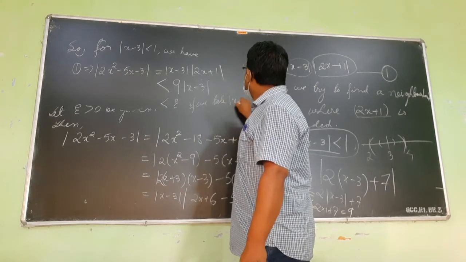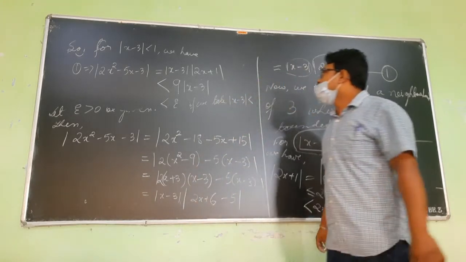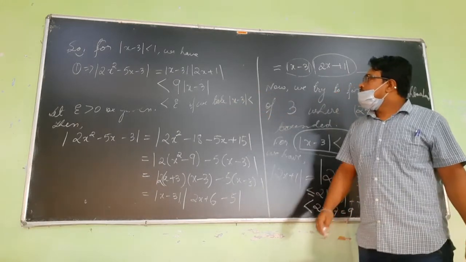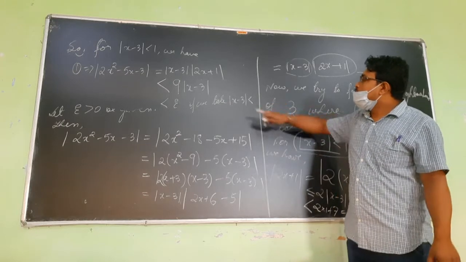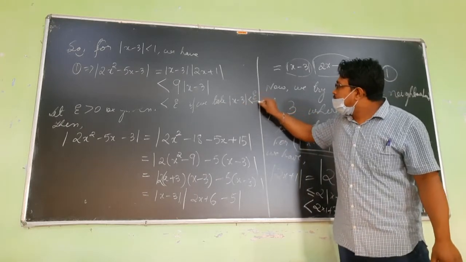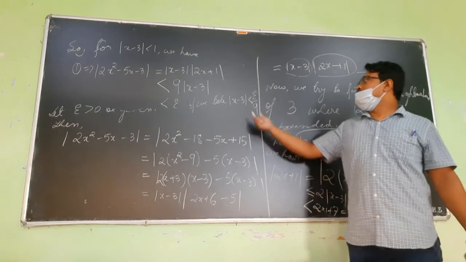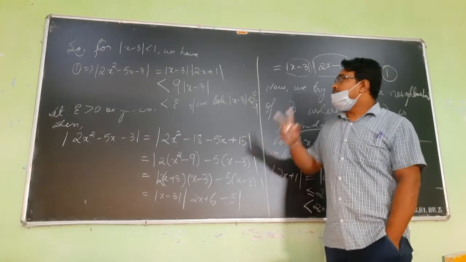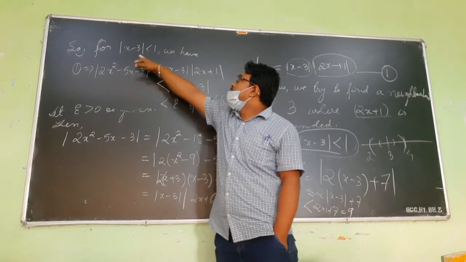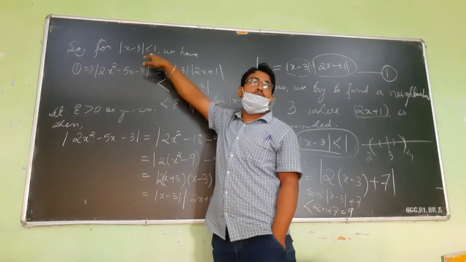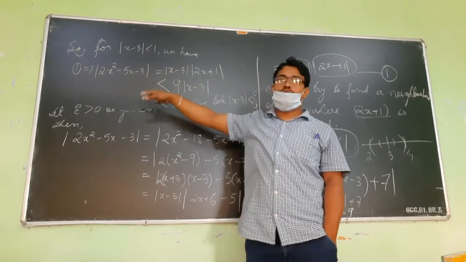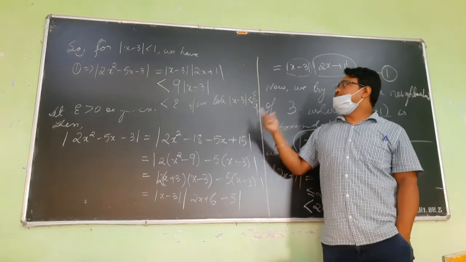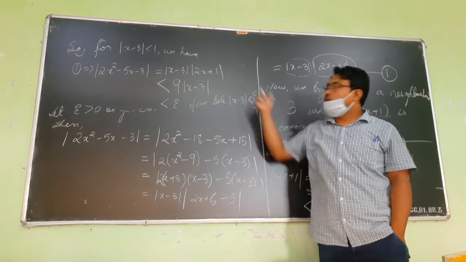mod of x minus 3 less than what? This quantity will be less than epsilon if mod of x minus 3 is less than epsilon by 9. So this may work as our delta. But there are two conditions here. One condition is mod of x minus 3 has to be less than 1, otherwise this is not true. Another condition is mod of x minus 3 should be less than epsilon by 9. That means mod of x minus 3 should be less than both of these two quantities.